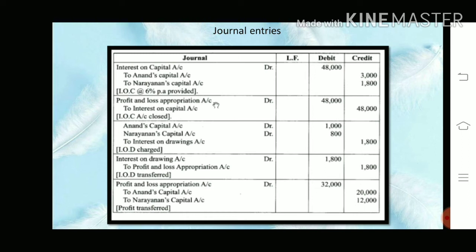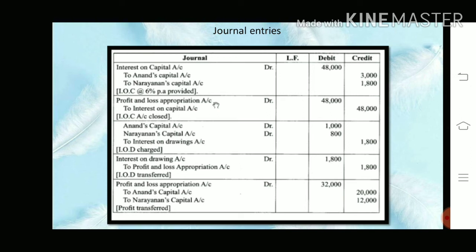Then Anand capital account debtor, Narayanan capital account debtor to interest on drawing account. So 1800, 1000 on the Anand capital account already given in the question. So Anand capital account 1000, Narayanan capital account 800. So totally 1800 வந்து நமக்கு interest pay பண்றாங்க எடுத்த அமௌண்ட்டுக்கு. ஓகேங்களா? Then interest on drawing account debtor to profit and loss appropriation account. So 1800, 1800. Then last one, profit and loss appropriation account.